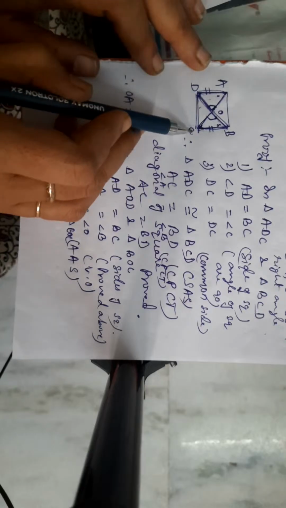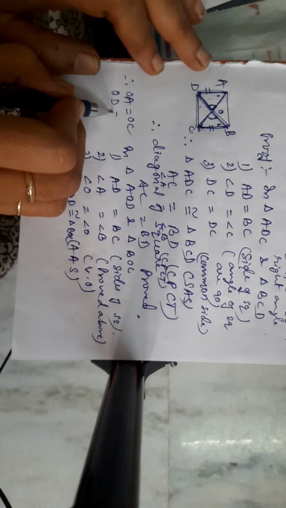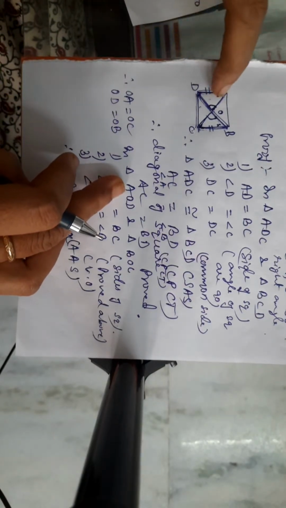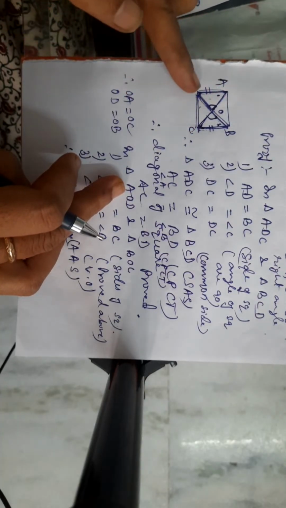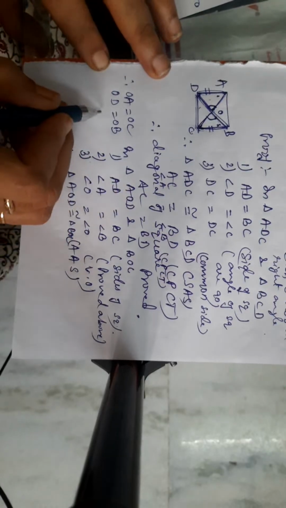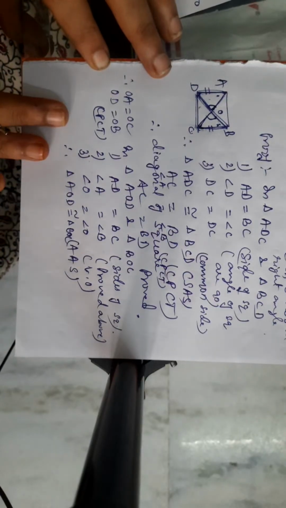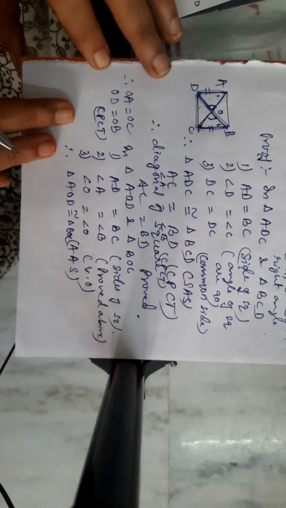OA is equal to OC. That is the first part we took. And in the same way, OD is equal to OB. We need to cover this triangle first, so this side and then this we made equal. In the same way, out of this triangle, this side, that is OD equal to OB. So here we made it like the diagonals bisect each other. So this was the second part which we needed to show.